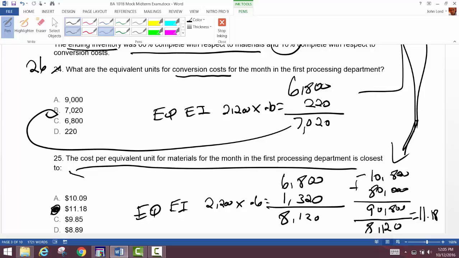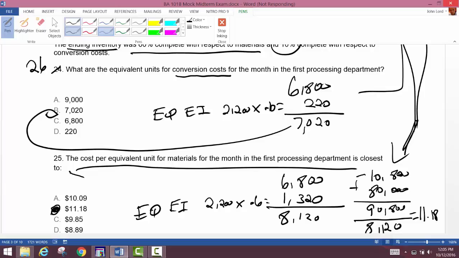The hard part is going to be to figure out what you should be doing with this ending inventory. It's either going to be given to you, or you'll have to calculate it, or they'll give you the number of units that got transferred out, and you'll have to add in the equivalent units, or you may have to figure out the number of units that were transferred out, and they'll give you the ending inventory. So you're going to have to do one of those.